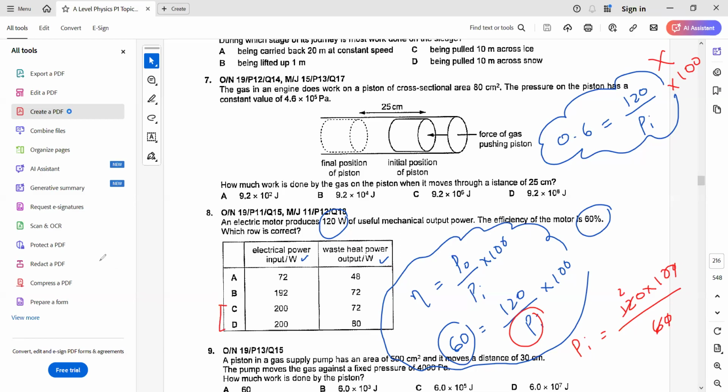Okay. So 200 was the total power input, right? And out of that 200, useful was 120, right? So power output was 120. So amount of waste is always going to be then 80 watt, right? So that's going to be D.